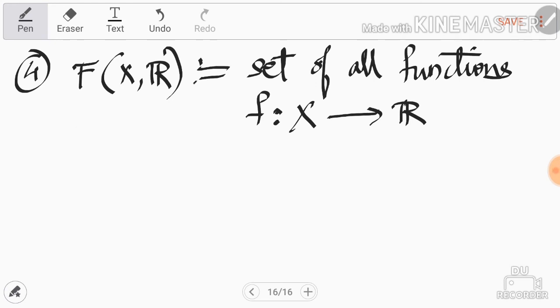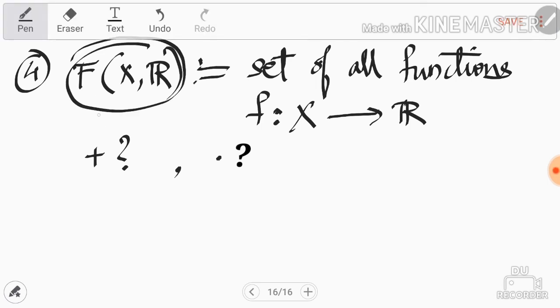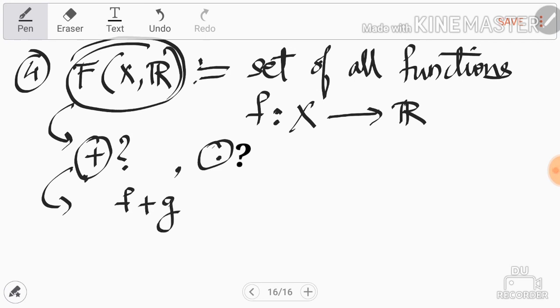But how would you define a vector addition? How would you define scalar multiplication? Can these functions be called as vectors? Of course, yes, if this set qualifies to be a vector space. And for this, it will need a proper definition of vector addition as well as scalar multiplication. So what would vector addition mean in this case? So how would you define vector addition? So what does it mean to add two functions, f plus g? So f plus g, what would this mean?